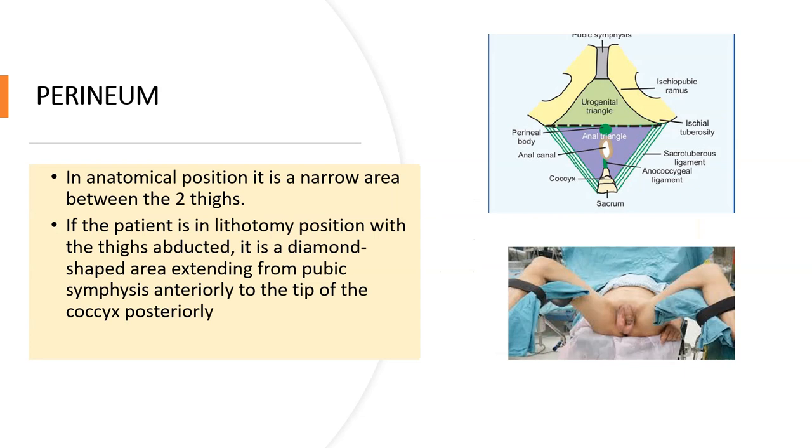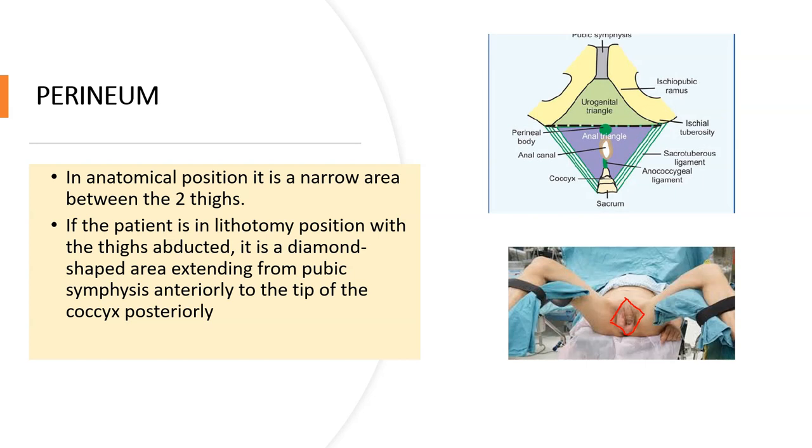In anatomical position, that is, the person is standing erect, the perineum is a narrow area between two thighs. If the patient is in lithotomy position, as is shown in this picture, with the thighs abducted, it is a diamond-shaped area extending from the pubic symphysis anteriorly to the tip of coccyx posteriorly. So this is a diamond shaped area.